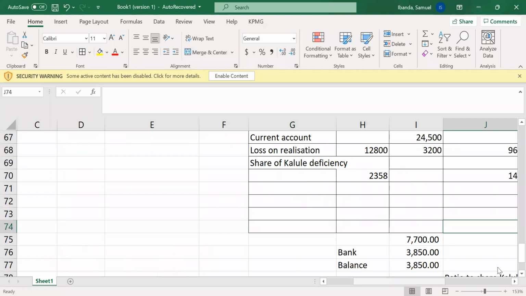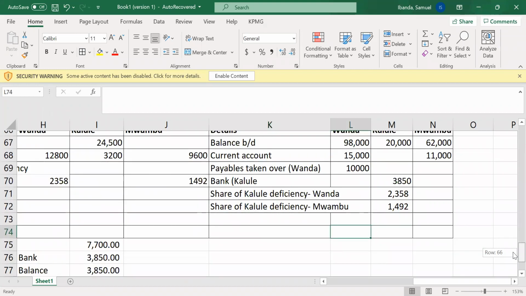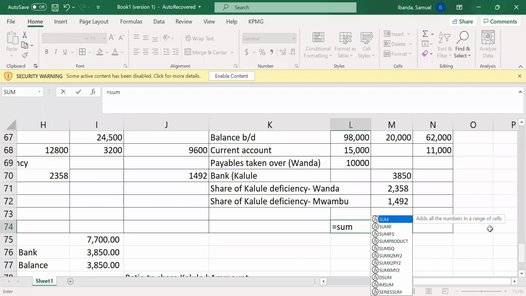I encourage you to find a question like this and try it out and see if you remember the concepts that we've just tried to look at. So I'm going to get the respective totals. In most cases, this side is higher.